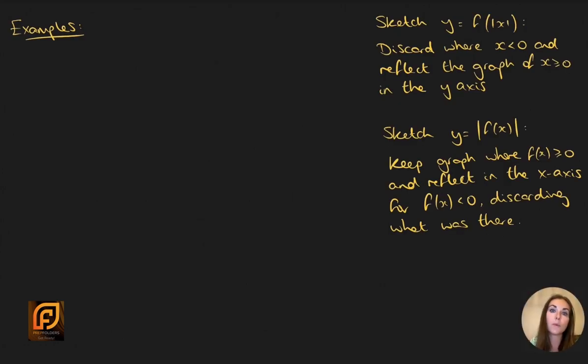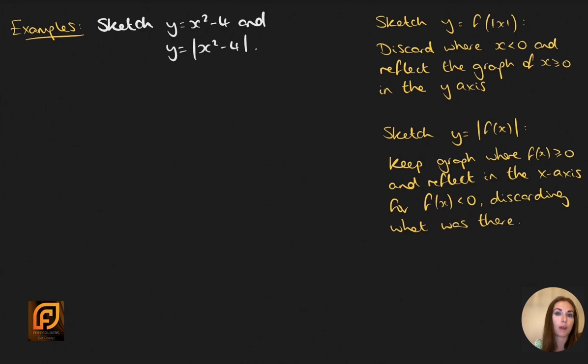Let's continue with some more examples. I've written some useful points to help us with these examples, which I'll keep on the screen. Sketch y equals x squared minus 4 and y equals the absolute value of x squared minus 4.